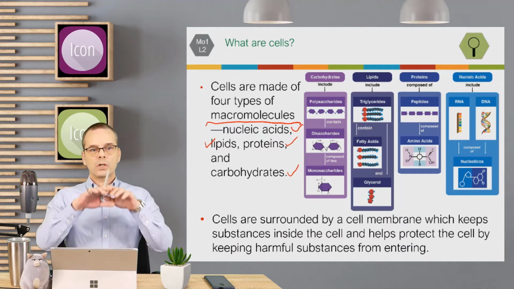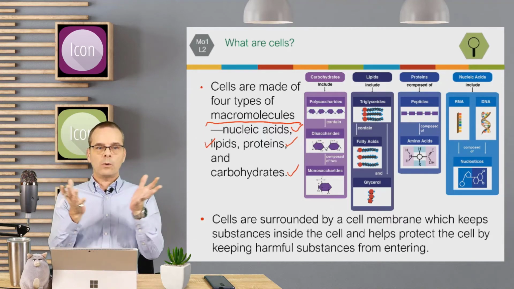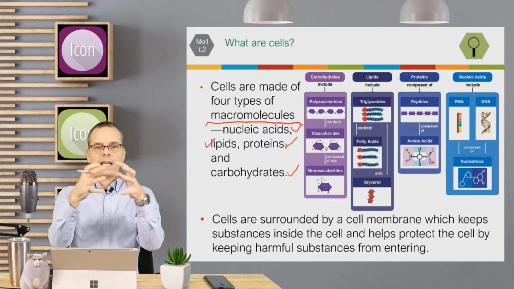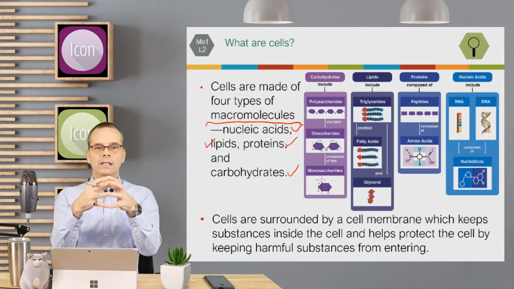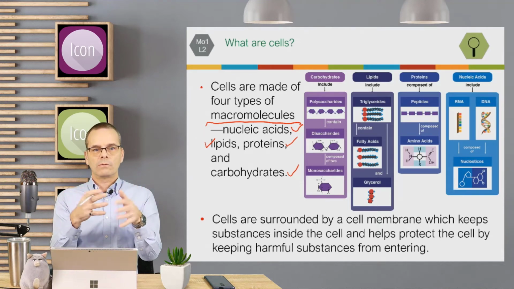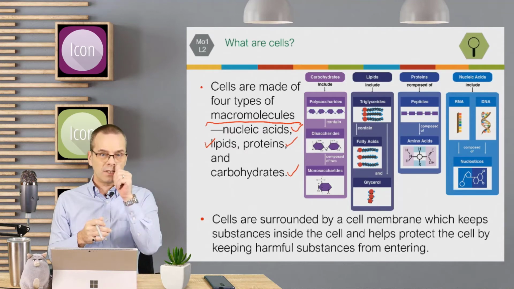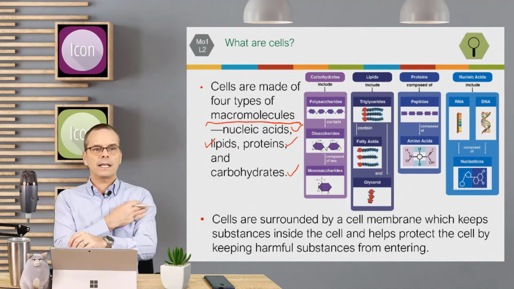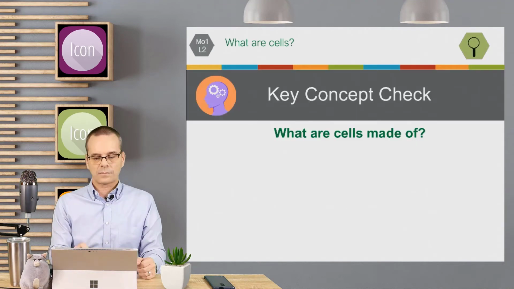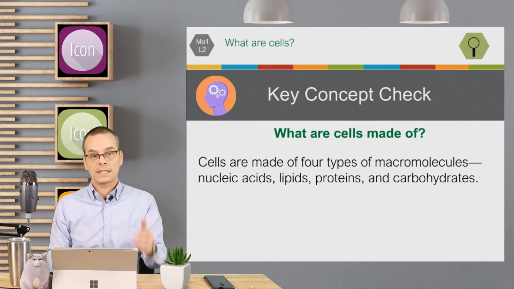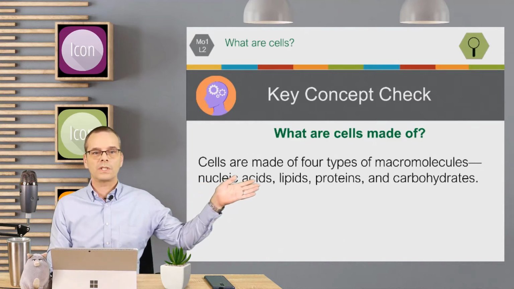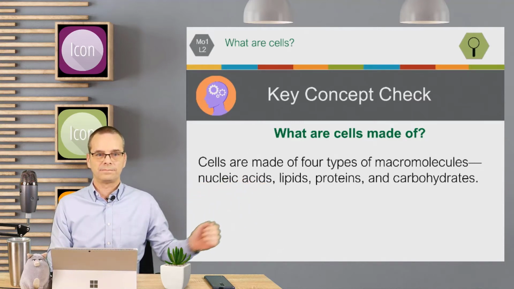Now, cells are also surrounded by a cell membrane, and this keeps everything inside the cell. It also protects the cell from anything harmful. The cell membrane is kind of like the cell's skin. So, our first key concept check, what are cells made of? Cells are made up of macromolecules, and there are four types: nucleic acid, lipid, protein, and carbohydrate.